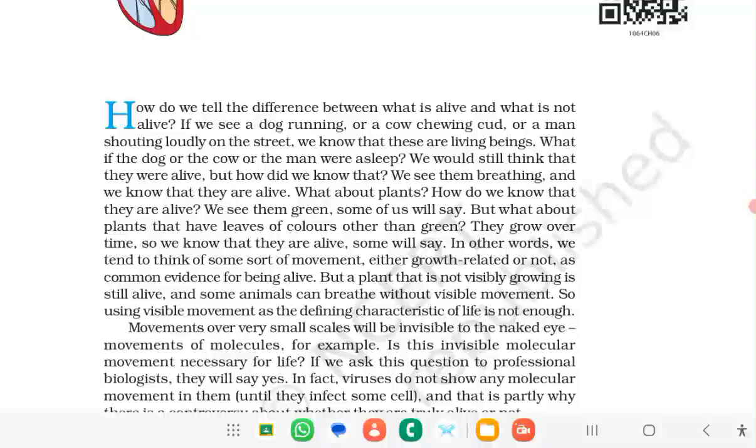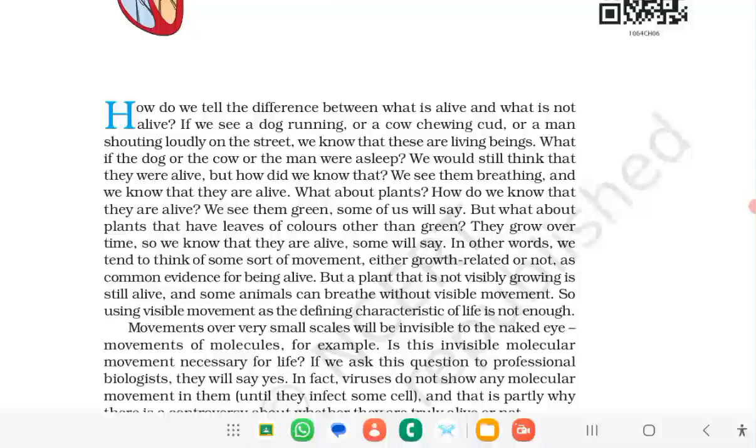What about plants? How do we know that they are alive? We see them green, some of us will say. But what about plants that have leaves of colors other than green? They grow over time, so we know that they are alive, some will say. In other words, we tend to think of some sort of movement, either growth related or not, as common evidence for being alive.